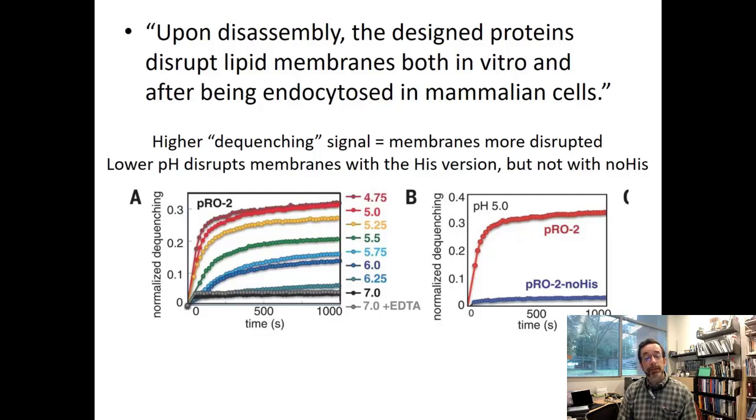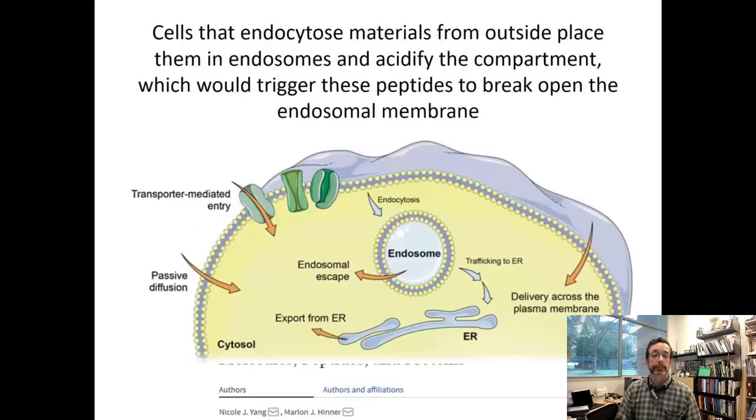The more leaky membranes, this goes along with their theory that the protein is doing what they designed it to do. Notice also that they compared using the Pro2 protein at pH 5.0 to the Pro2 no-hist protein. The Pro2 no-hist protein doesn't leak at all. But if you add the Pro2 protein and have the pH down at 5.0, all of a sudden you have a leaky membrane because the peptide is punching holes in it.